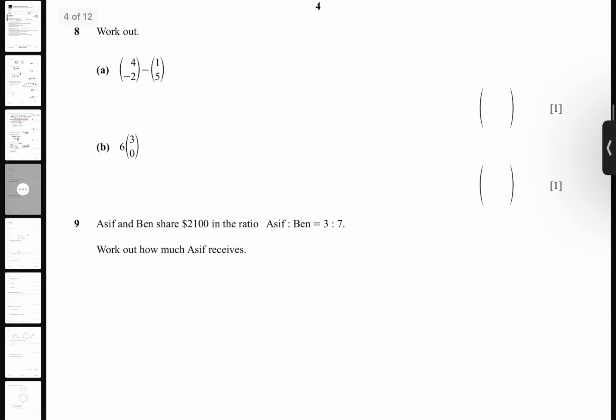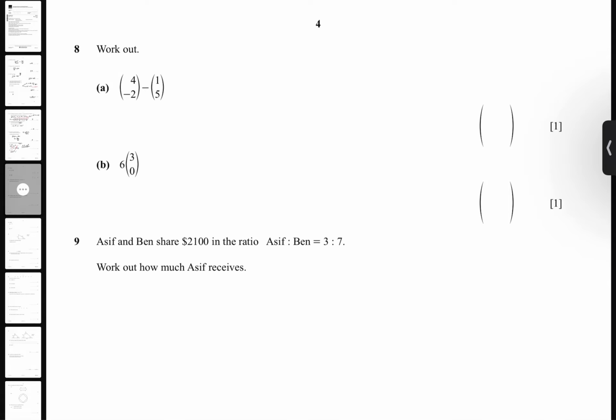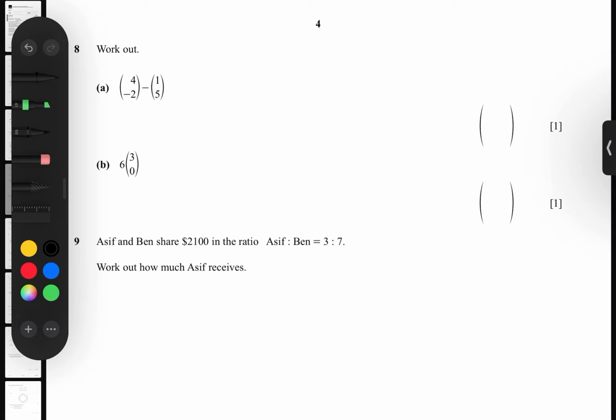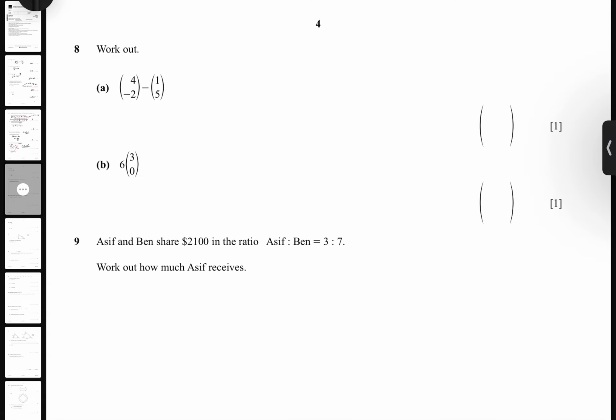Let's move on to question number 8 now. Work out A, 4, negative 2, minus 1, and 5. Now, this is a 2 by 1 matrix. It's a very easy thing to do. You just have to subtract 4 by 1, negative 2 minus 5. So that's going to be 3 and minus 7. As for the second one, you just have to multiply the values by 6, so 18 and 0.